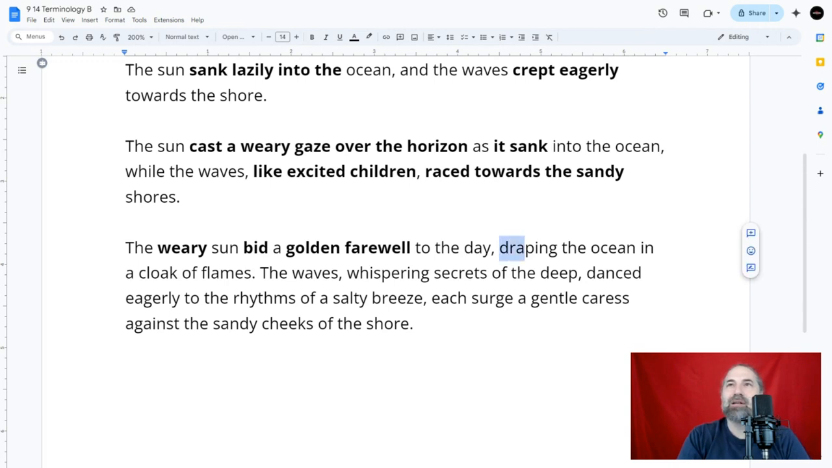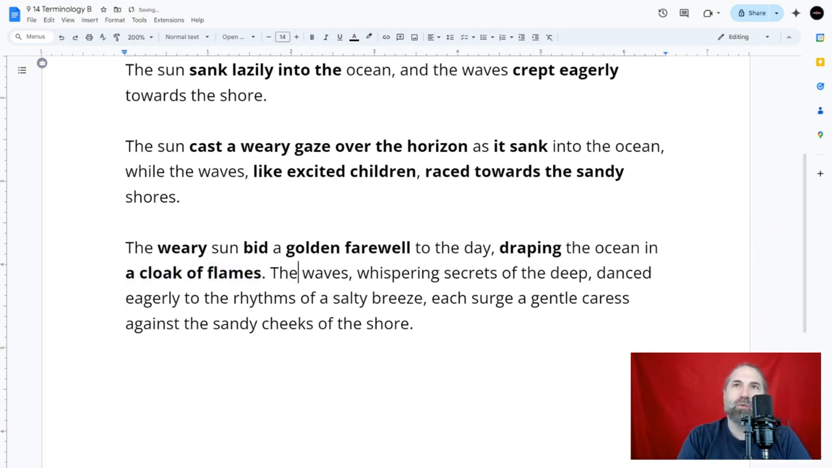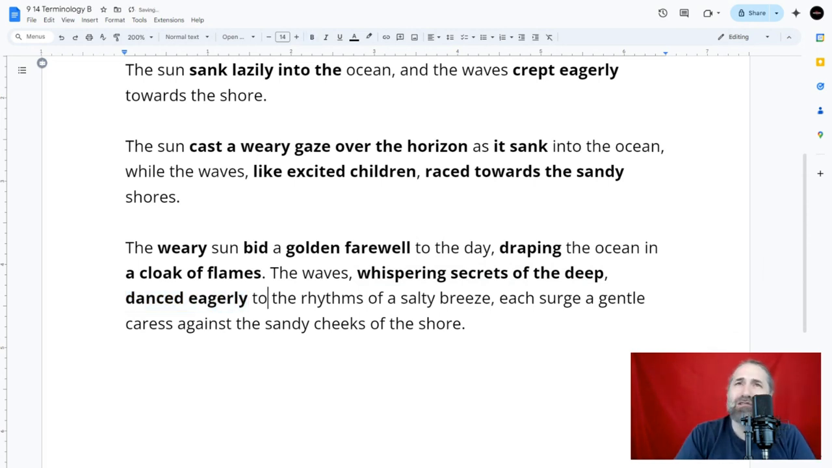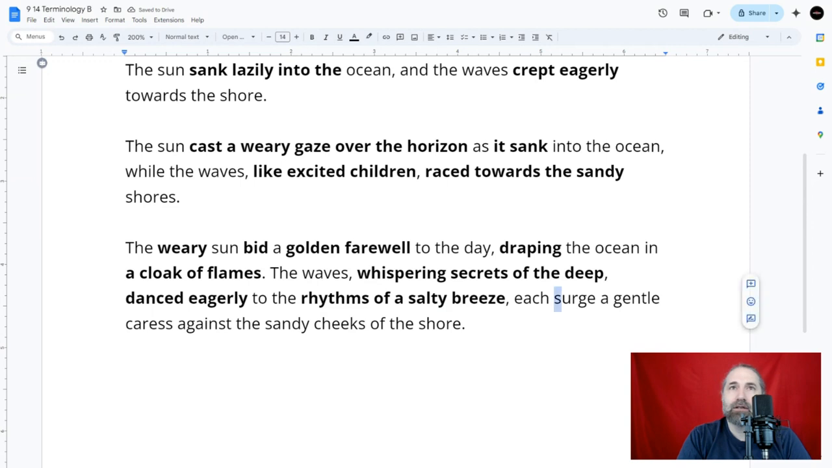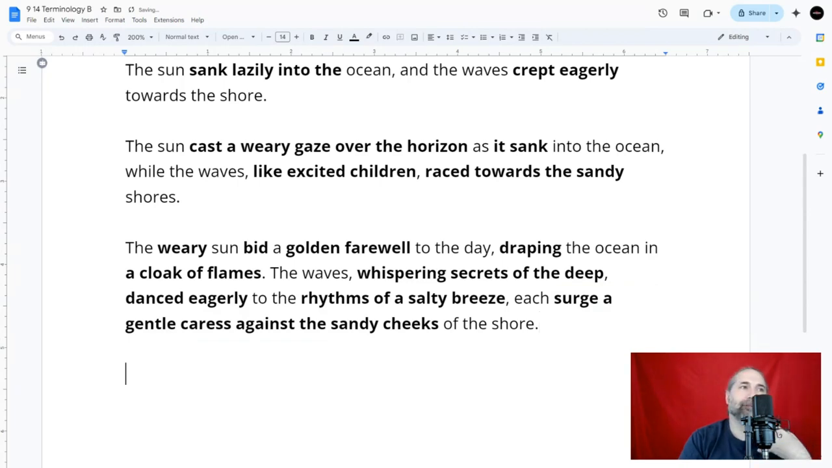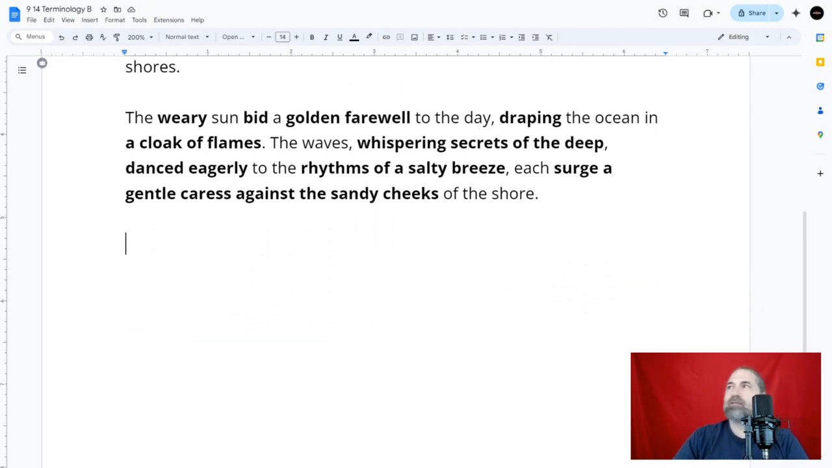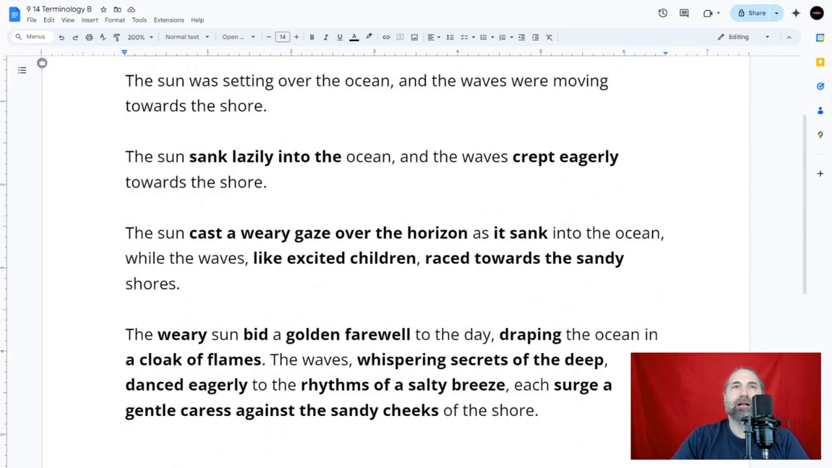All right. Draping is an action, right? So, action in a cloak of flames. That becomes sensory. The waves whispering secrets of the deep. Okay, there's personification. Danced eagerly. There's personification and a sense of movement. The rhythms of a salty breeze, sensory. Each surge a gentle caress against the sandy cheeks of the shore. So there we go. Could we go crazier? I don't know. I think four is enough. Is that four? That's four.